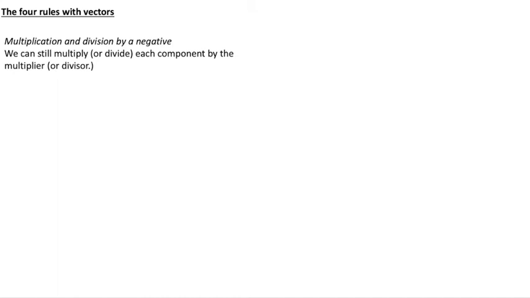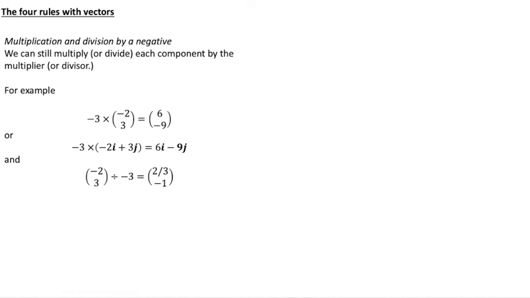We can multiply and divide by a negative number. And again, we would multiply or divide each component. So, if we have minus 3 times minus 2, 3, we would get, for the i component, minus 3 times minus 2 is 6, and for the j, minus 3 times 3 is minus 9. And in component form, that would look like that. Or if we divide, we'd have minus 2 divided by minus 3, which would give us 2/3 for the i component, and 3 divided by minus 3 is minus 1 for the j. And again, we can write that in ij form.